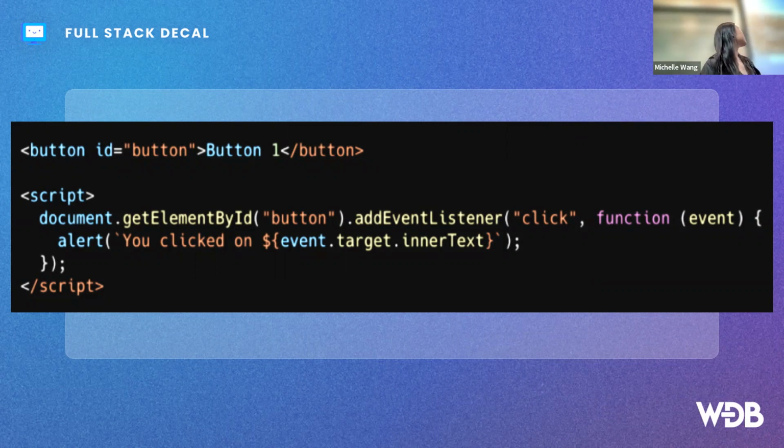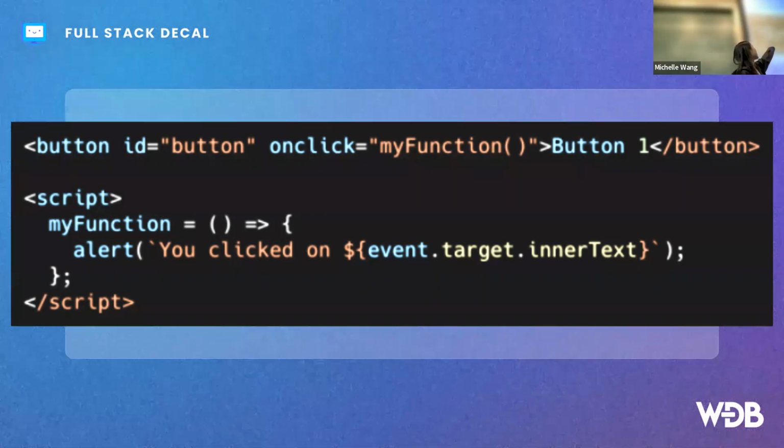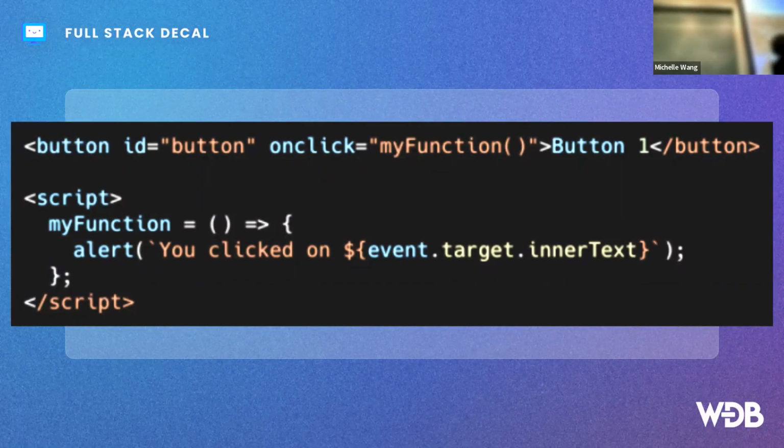And an inline event listener would look like this. It gives the button an attribute on click and then sets that to whatever function you have inside your script tag or inside your JavaScript. So in this case, you name the function my function. And so you have a my function in the JavaScript, and that function alerts the same thing, you clicked on the button. But in this case, you're not typing out add event listener, you're just putting on click my function.